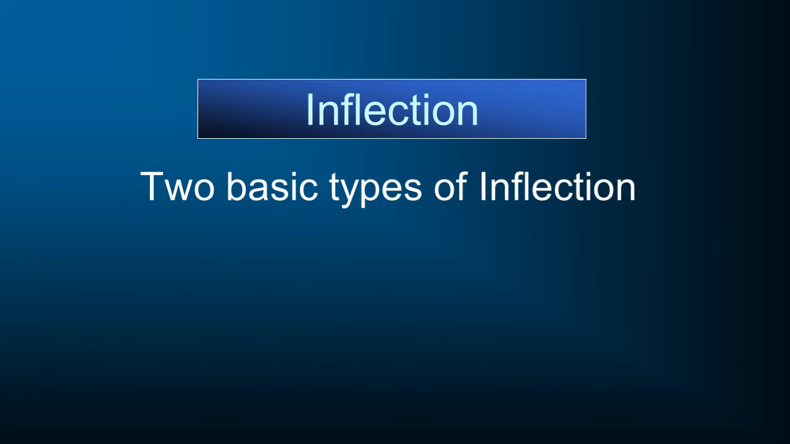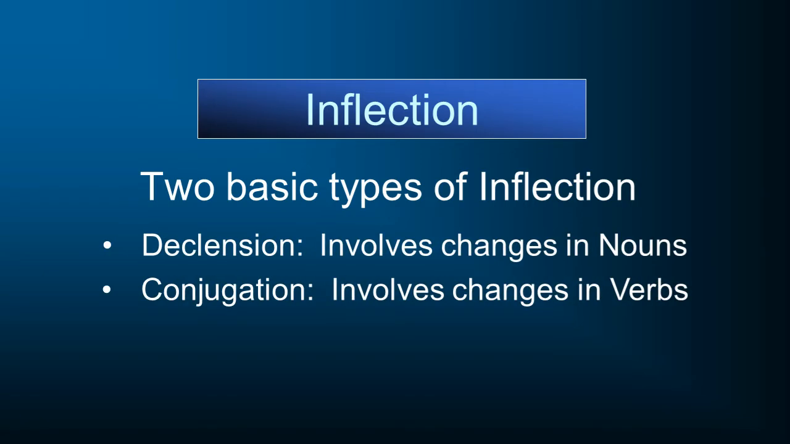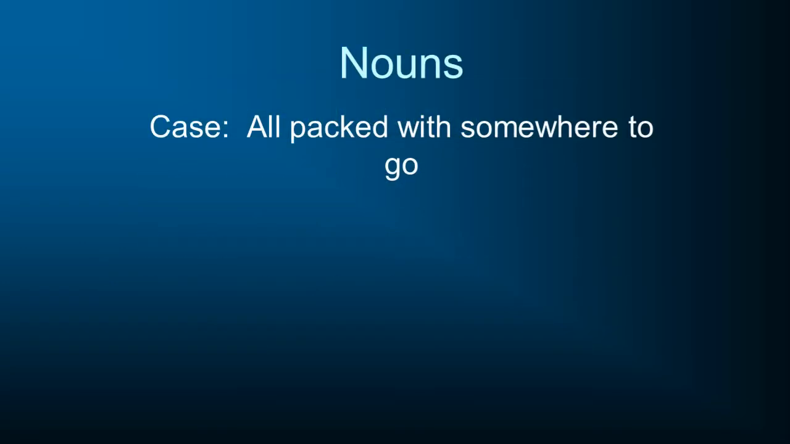Now, there are two basic types of inflection. There is declension, which involves changes that take place in nouns. And there is conjugation. I conjugate a verb, so it involves changes in verbs. Sometimes, if we're not careful, we use these sort of interchangeably. Right now, we're talking about nouns. We'll come to verbs in a future class, and I'm only going to reference English nouns right now. It's going to be a very short session.